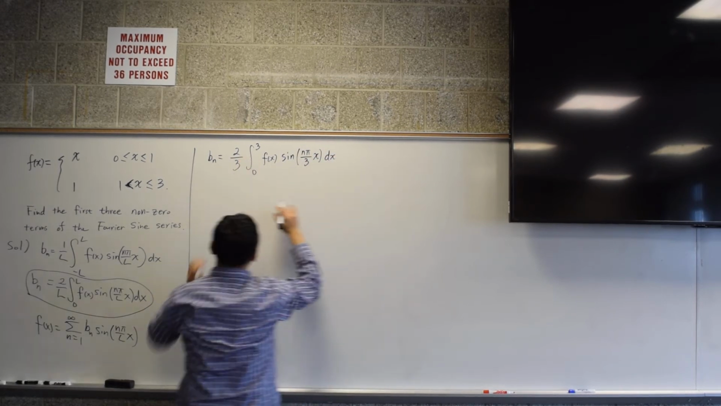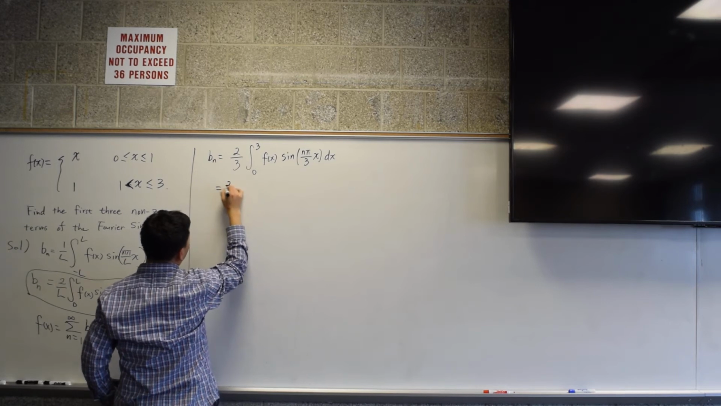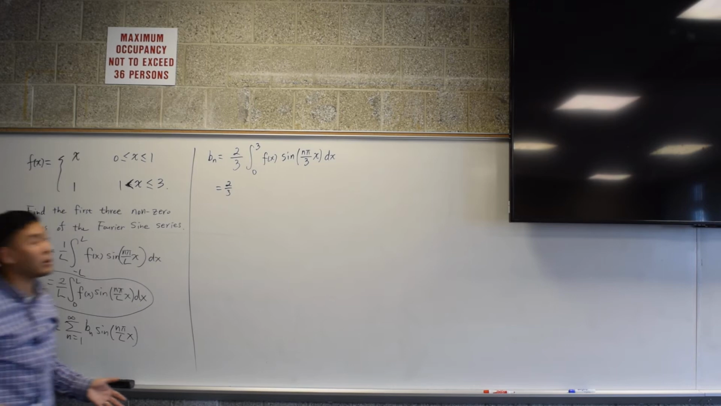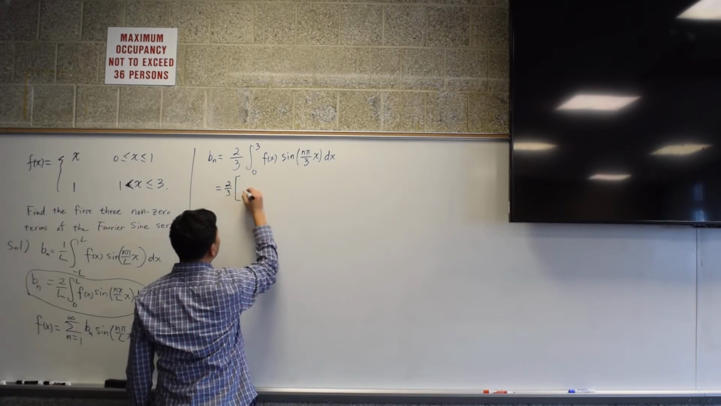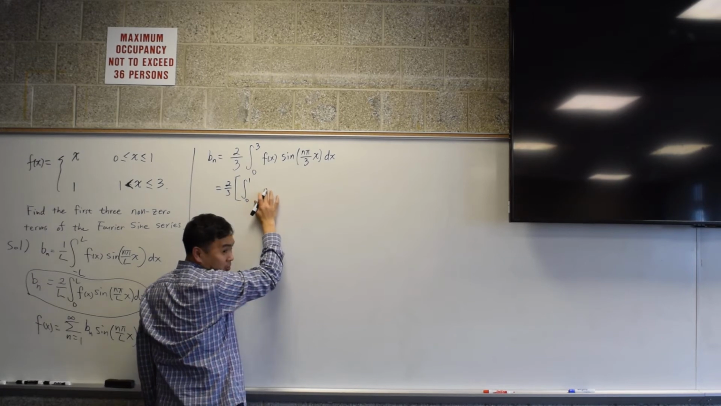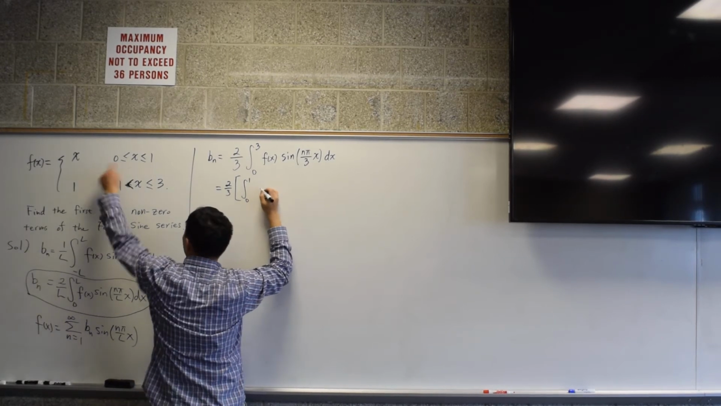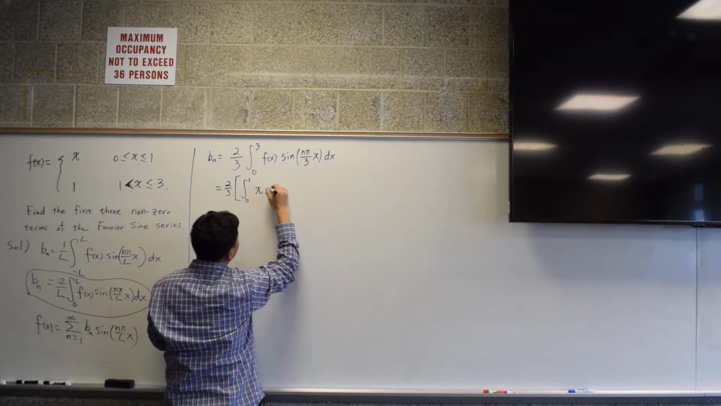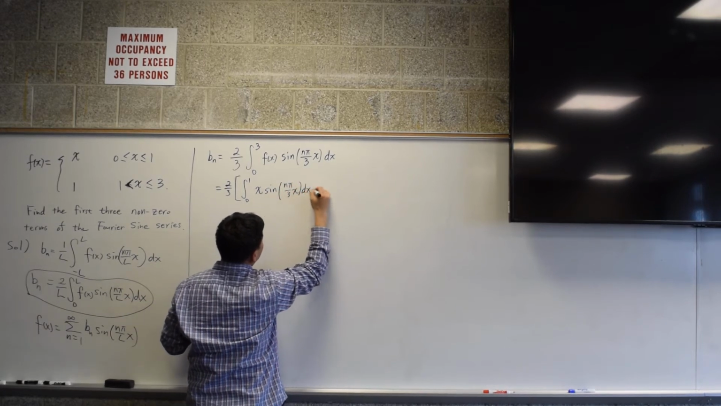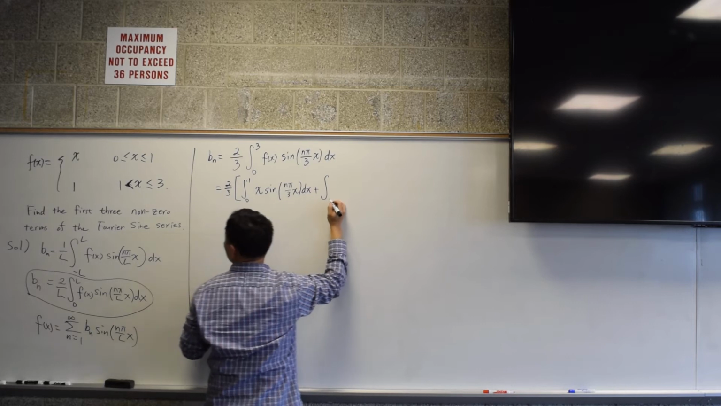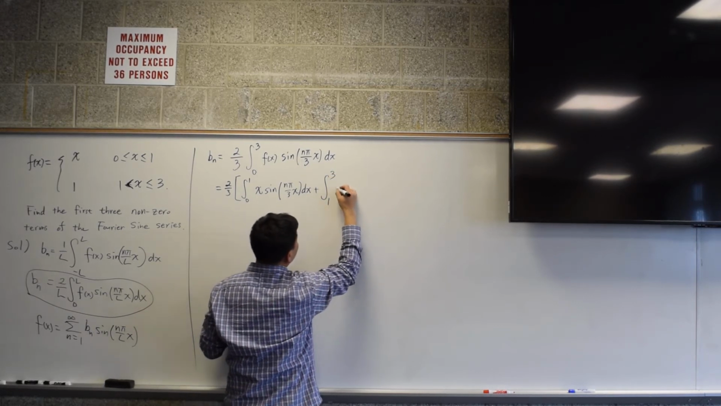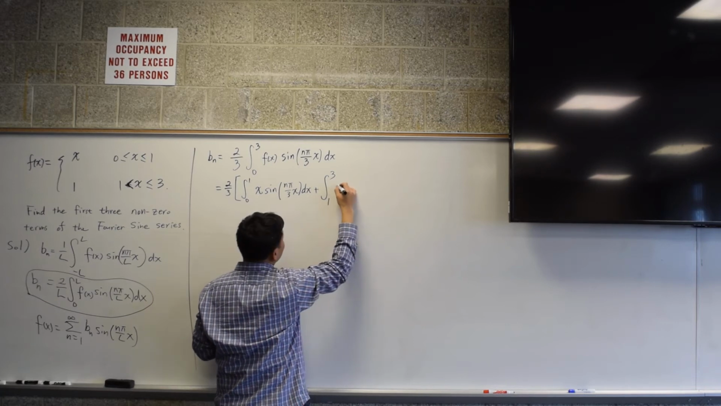Now, how do we actually calculate this? What do we do? Break it up. We have to break it up from what interval? 0 to 1. And for 0 to 1, what do we use for f? x. From 0 to 1, it's x, right? x sine n pi over 3 x dx plus. Then what? 1 to 3. And what do we use for f? 1.